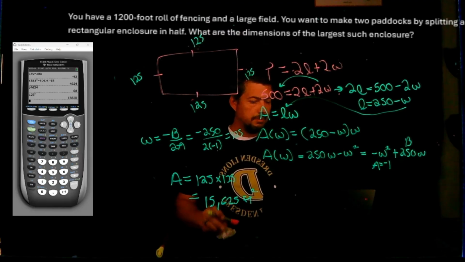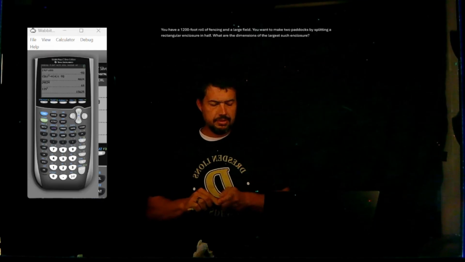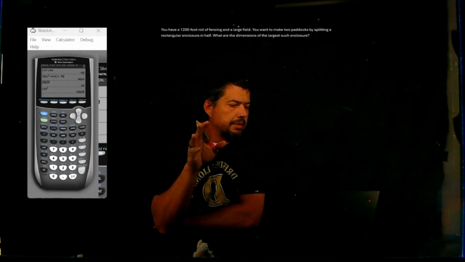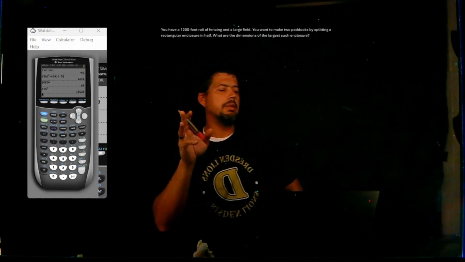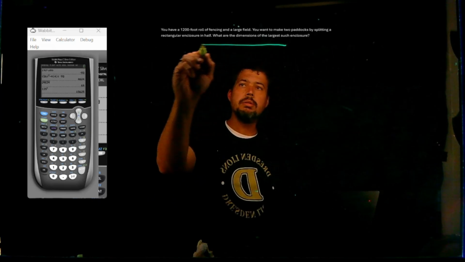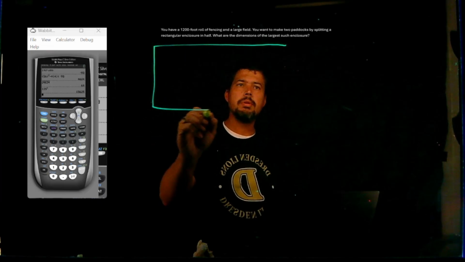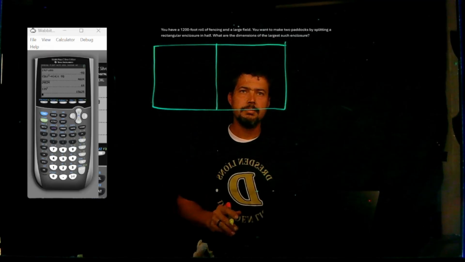You have a 1,200, I'll pause. All right, so maybe I can finish this now. You have a 1,200-foot roll of fencing and a large field. You want to make 2 paddocks by splitting a rectangular enclosure in half. Find the dimensions of the largest such enclosure. So I always say this, or at least I try to, but a picture is always worth 1,000 words. You're going to split this thing in half, all right?